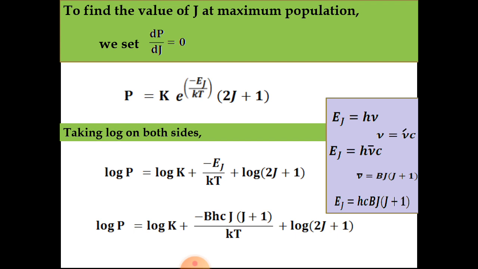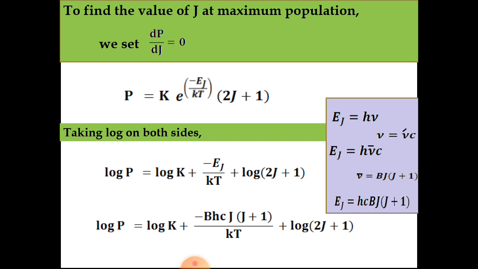To find out the value of J at maximum population, we set the condition dP by dJ equal to 0. So we are going to differentiate the P term to find the value of J at maximum population. Before that, take log on both sides. So log P is equal to log k plus log e power minus Ej by kT plus log of 2J plus 1. Log of exponential e power x is x, so the second term is minus Ej by kT.